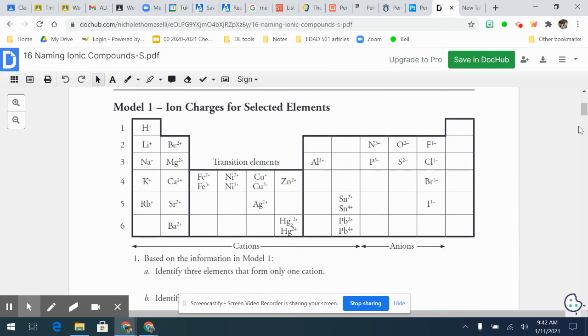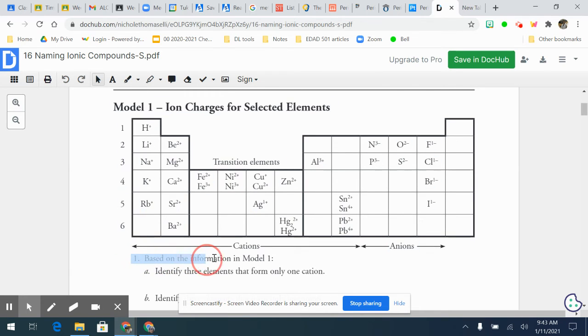Okay, so when we go through this assignment, you're going to see these different models. This is not an assignment. This is just a figure for you to look at when you're answering the questions. So don't dive into this image here and start to try to fill it out, because that's not what it's asking you to do. What you need to do is look at question 1.